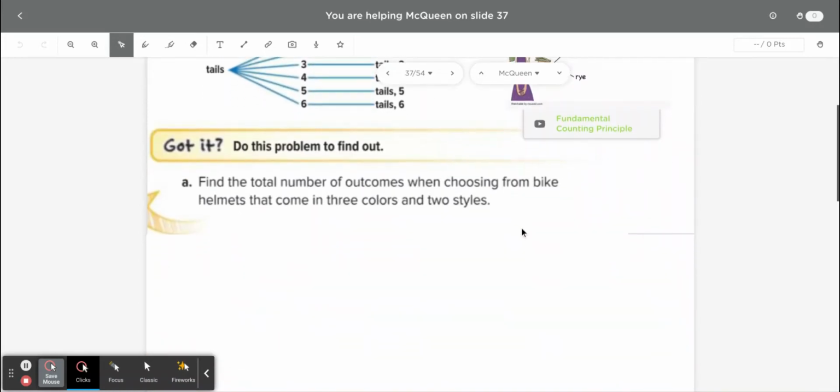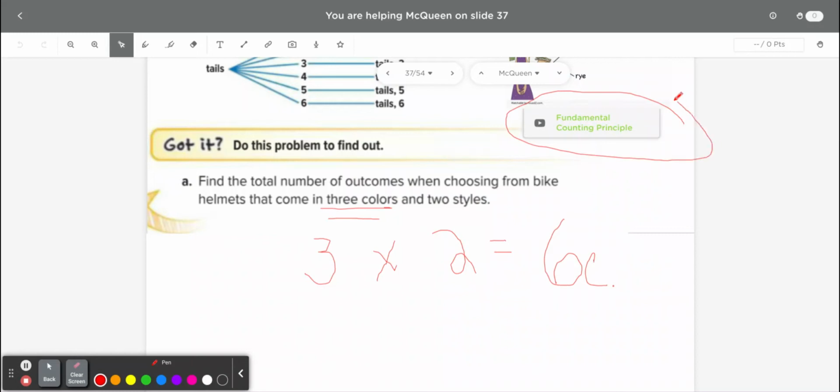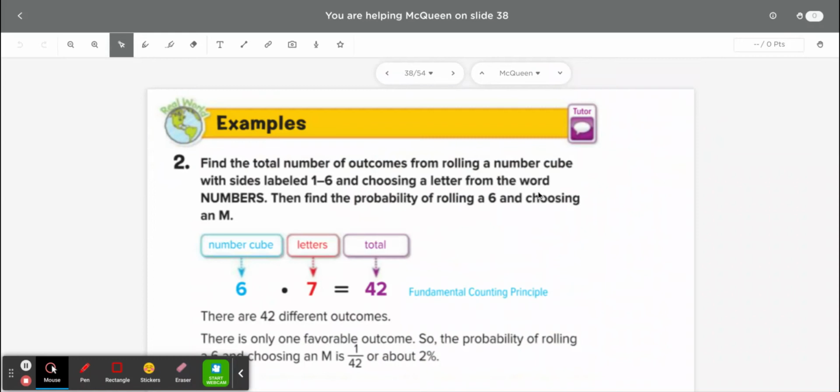Okay, so the got it question says this. Find the total number of outcomes when choosing from bike helmets that come in 3 colors and 2 styles. So when we do this, we see, all right, 3 colors and 2 styles. And remember, probability means we multiply them, so there are 6 combinations. Notice there is another video here if you do not understand what I am saying. And we'll go on to slide 38.